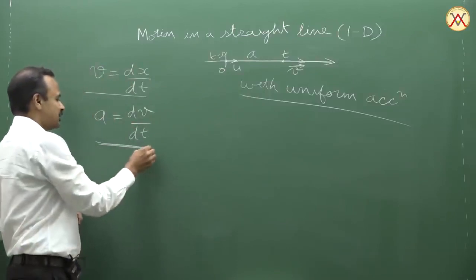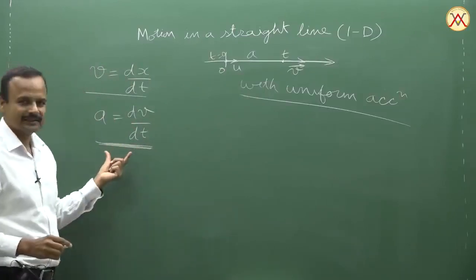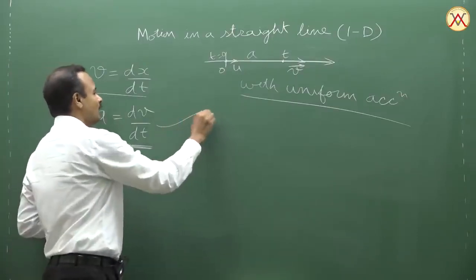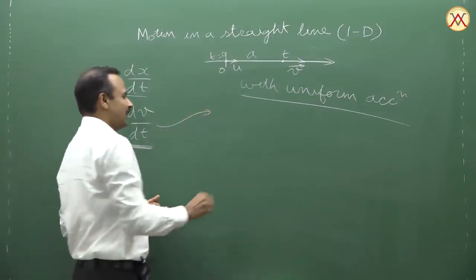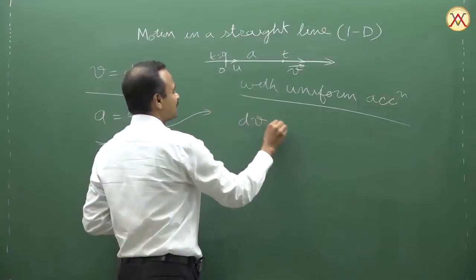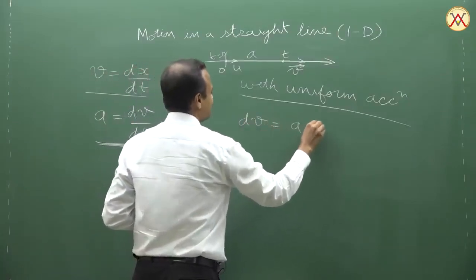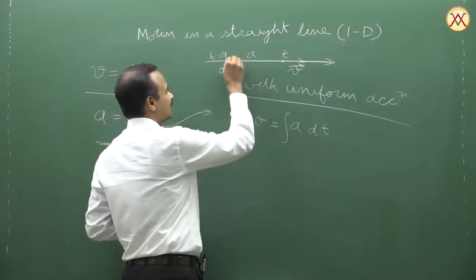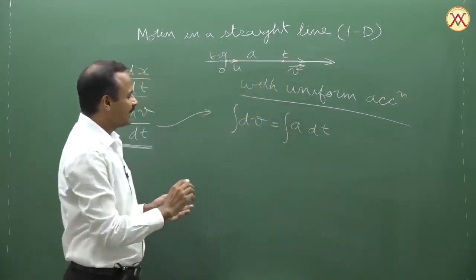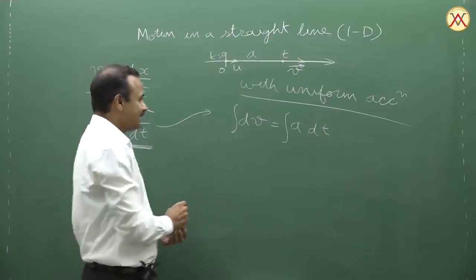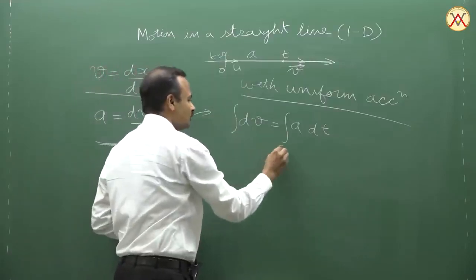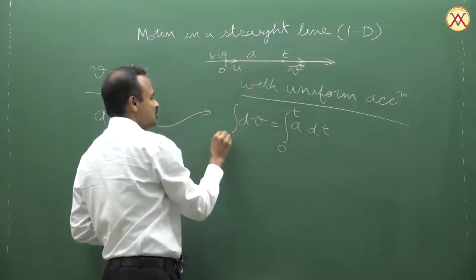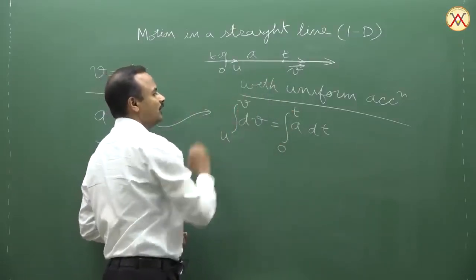The basic relation we will use is this one, a is equal to dv by dt. From this, I can say that dv is equal to a dt, and I can integrate the two sides over this interval to get the relation. As time changes from 0 to t, the value of velocity changes from u to v.